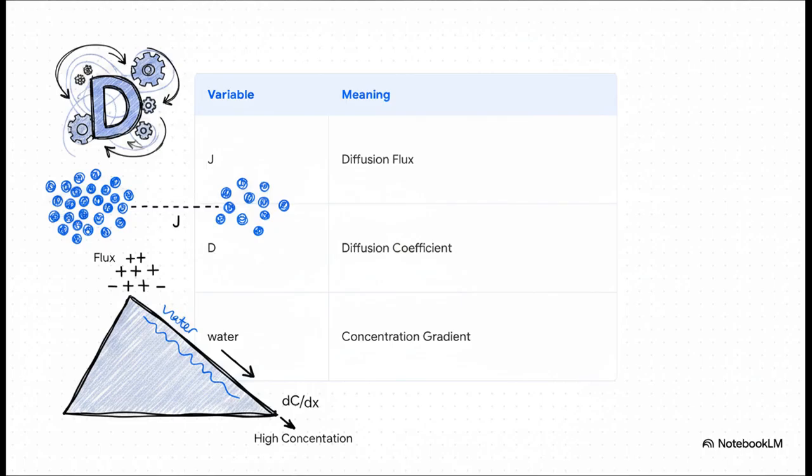J is the diffusion flux, basically the mass of atoms passing through a specific area over a given time. D is the diffusion coefficient. Think of D as a measure of how easily atoms can move through a specific material. And dC over dx is the concentration gradient. The steeper that gradient is, meaning a super high concentration on one side and a super low concentration on the other, the faster the atoms will flow. It's honestly just like water flowing down a hill. A steeper hill means faster water.